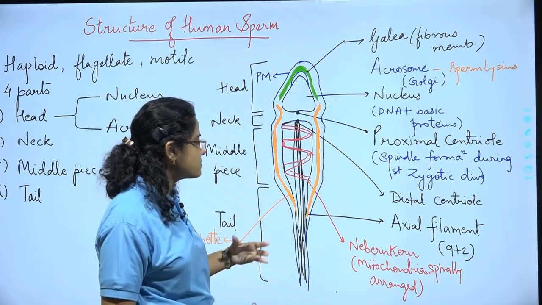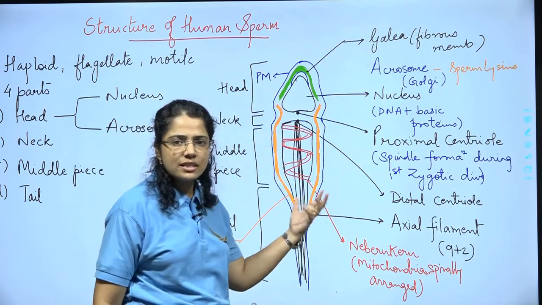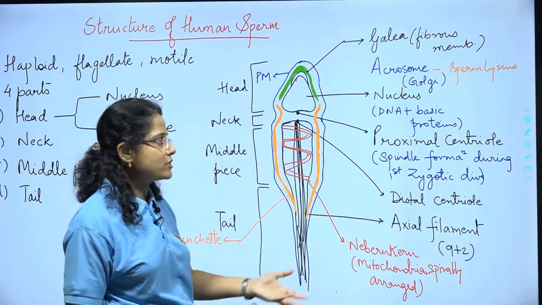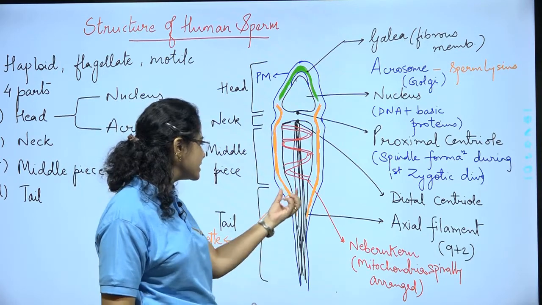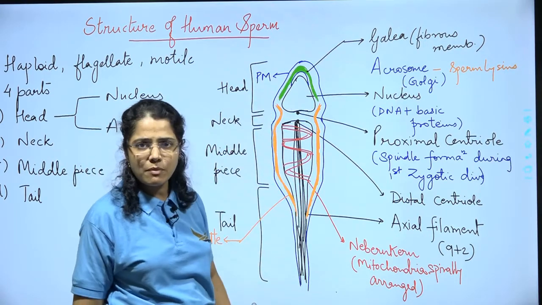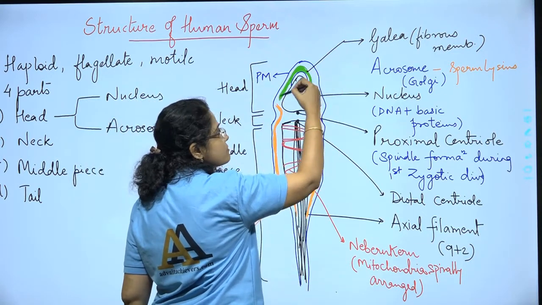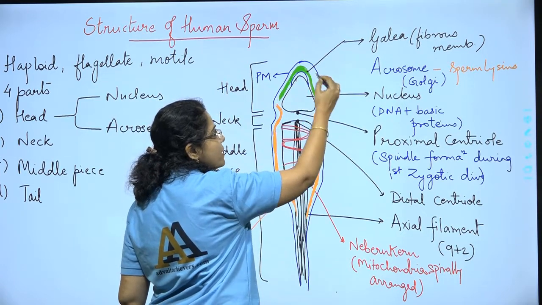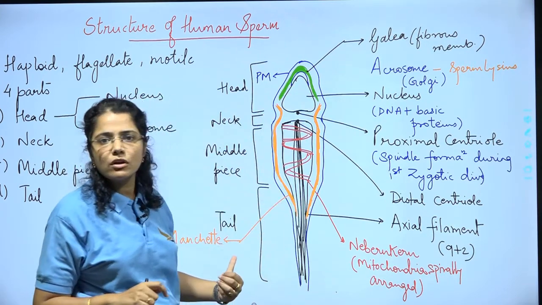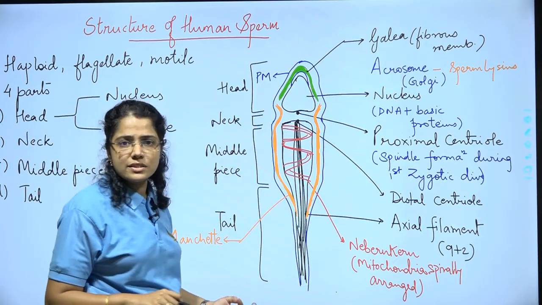Then in the middle piece comes the Nebenkern, that is the mitochondria, which are spirally arranged. The function is that it provides energy during the movement of the sperm, as it has to swim and reach the egg cell. And then there comes the tail. The whole structure is covered by a plasma membrane. There are two other membranes. The first, a fibrous membrane which covers the upper half, is called the galea, and the one which covers the lower half is called the ncert. So this is what the structure of the human sperm comprises.